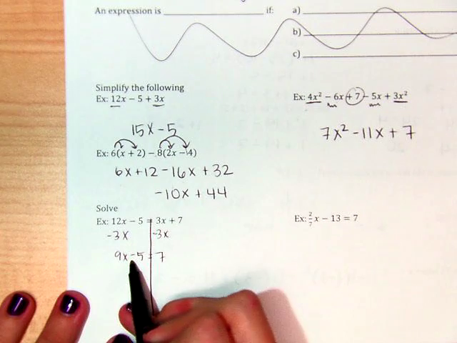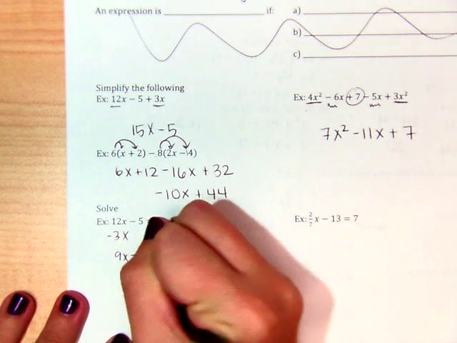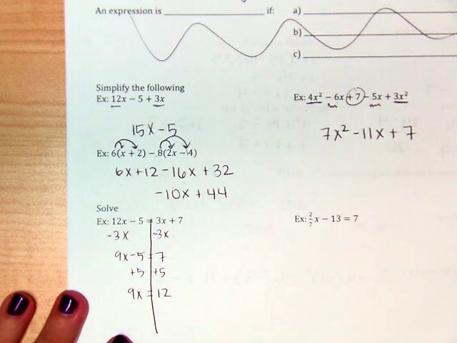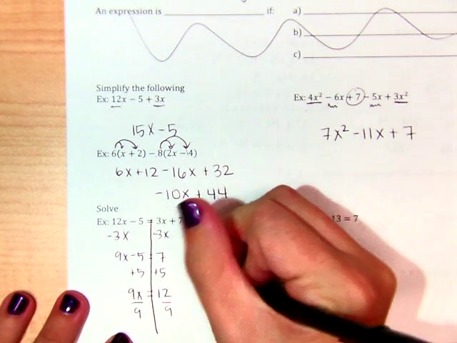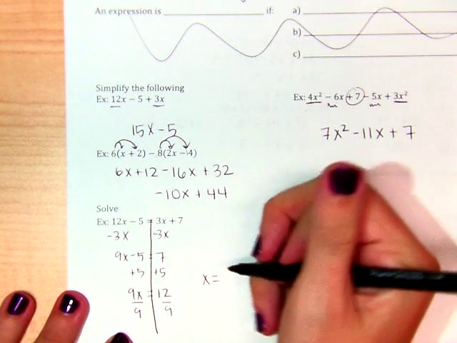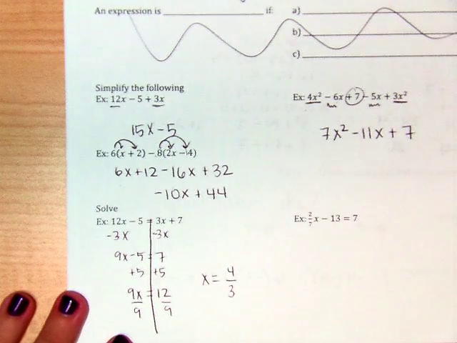Then I'm going to bring this number over here. Since it's negative, I add. And then I just want the x alone. I don't want a 9 with it, just the x. So I'll have to divide. And I get x equals 12 divided by 9, which simplifies to 4/3.